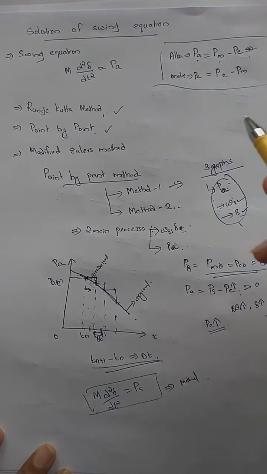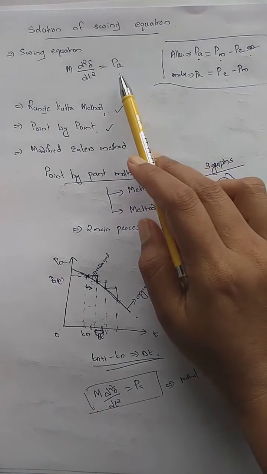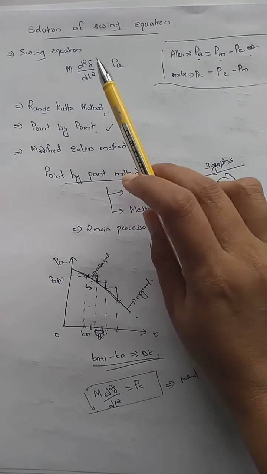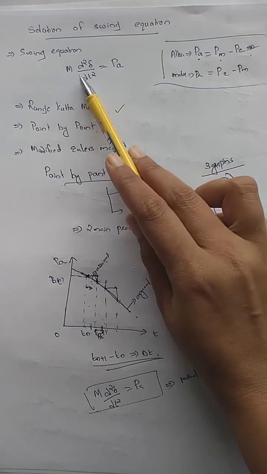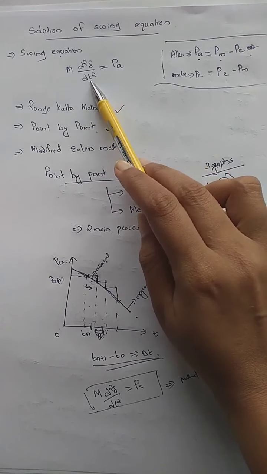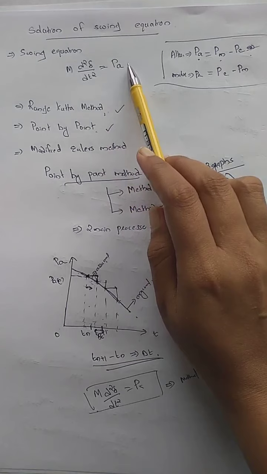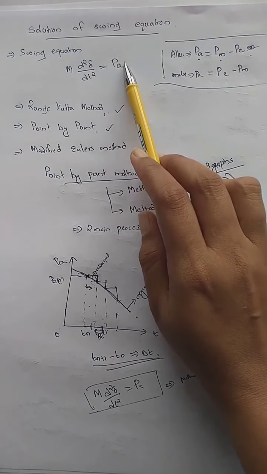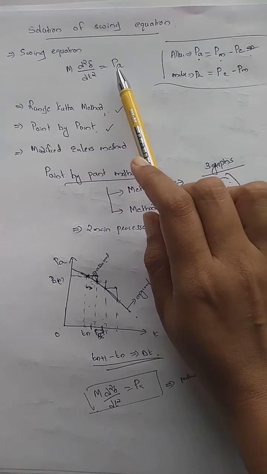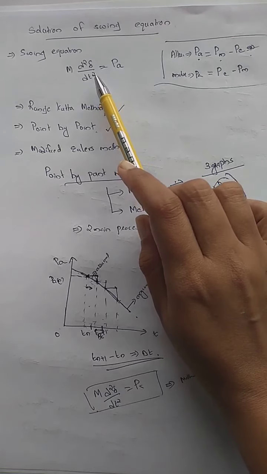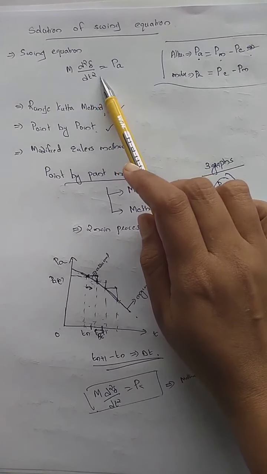Okay, so this is the last portion of our module 6 we have to discuss, and this is our swing equation. M into d square delta by dt square is equal to PA. This is our swing equation. In order to solve this, why are we solving this? We are solving to find out critical clearing angle and critical clearing time.